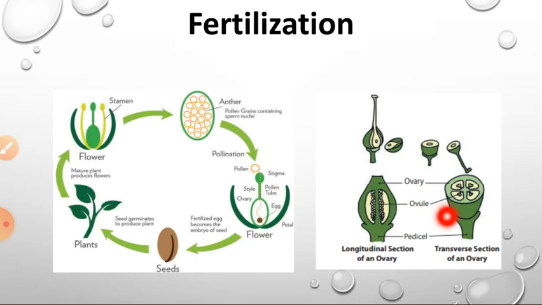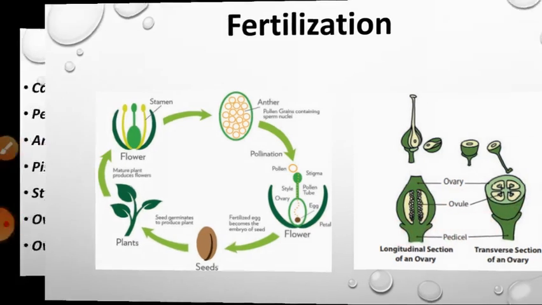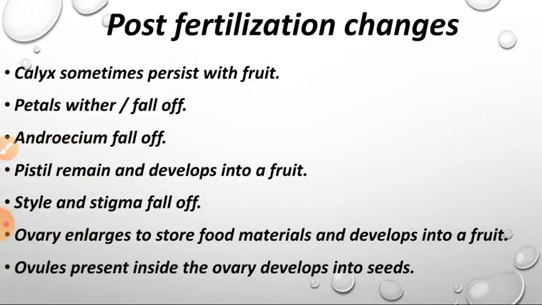So if we cut into two types, our ovary will become like this in a LS section of an ovary, and like this in a TS of an ovary, and the ovule is like this, here like this, and this is the pedicel. Pedicel is nothing but the stem of a flower. That flower stem is called the pedicel.